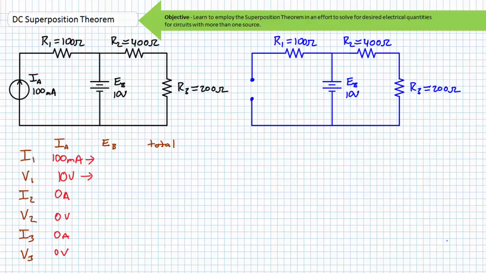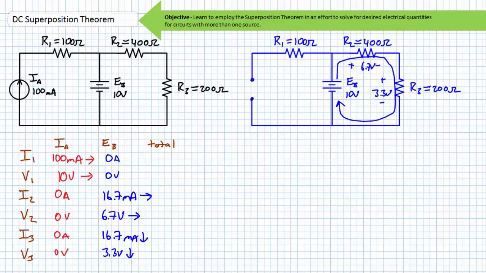When analyzed from the perspective of EB source, we remove current source IA by replacing it with an open. No current can travel through the open, and all current will be confined to the following path. R1 will experience 0 amps of current and will experience a 0 volt drop. The voltage divider rule states that R2 will experience approximately 6.7 volt drop, positive to negative, left to right, and R3 will experience approximately 3.3 volt drop, positive to negative, top to bottom. In this case, both R2 and R3 will experience approximately 16.7 milliamperes of current.